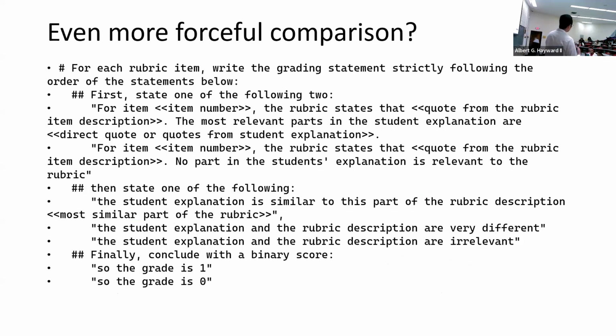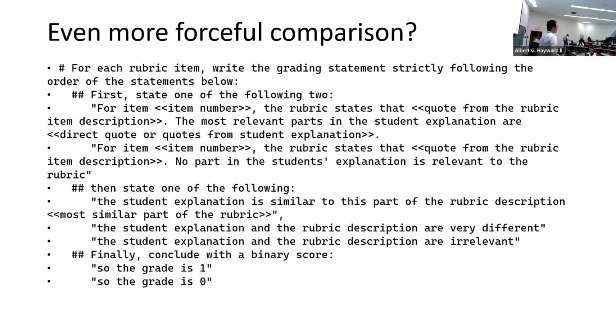Maybe we ask it to compare even more. We force it to fill in the blanks. For this item, the rubric says that. The most relevant part of the student explanation is that. GPT is amazing. If you just type those random things, there's no required format. But if you just be consistent with yourself and type those sharp brackets, I don't even know what they're called, it knows to fill in the blank. So it will spit out for item number 1, the rubric states this, the most relevant part of the explanation, and it will extract the student explanation.